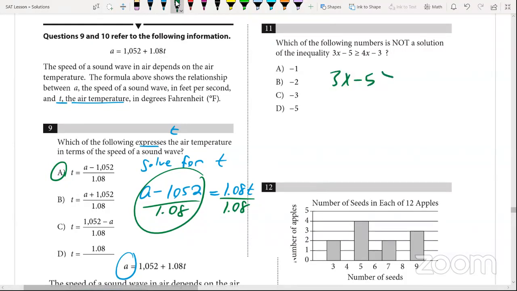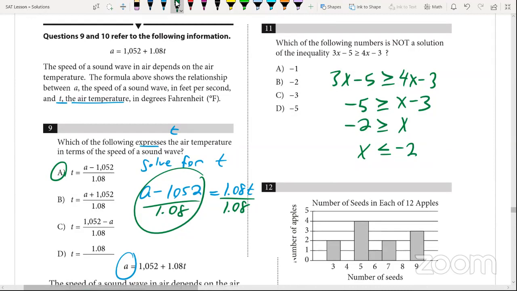3x minus 5 greater than or equal to 4x minus 3. Take away 3x from both sides, and you'll have negative 5 greater than or equal to x minus 3. Add 3 to both sides, and you'll have negative 2 here. Flip it around because we want the variable first, and x is less than or equal to negative 2.